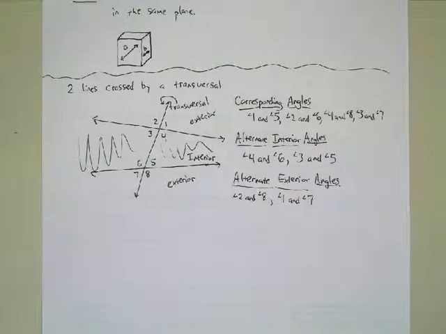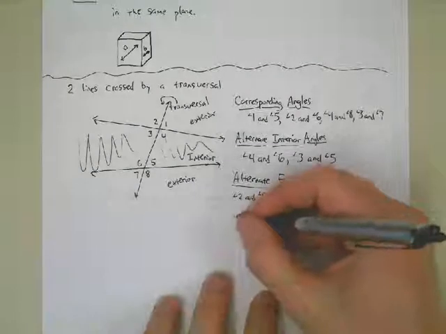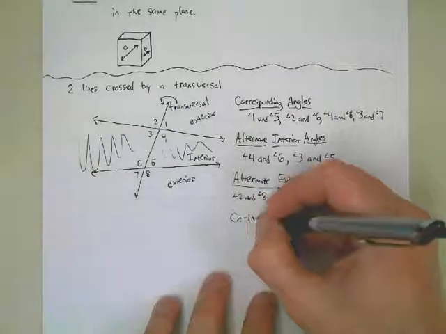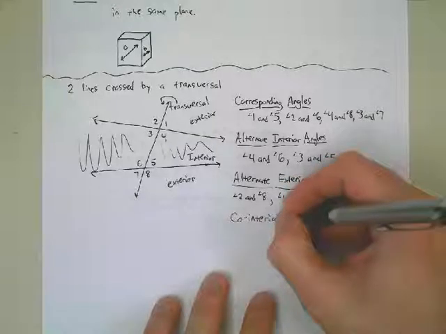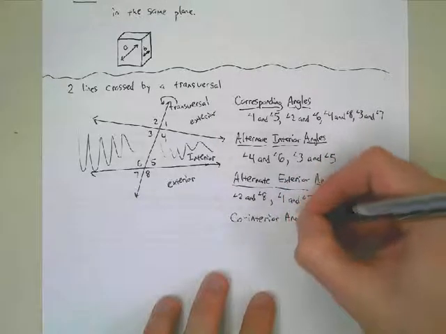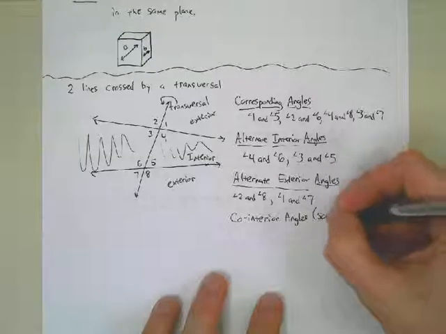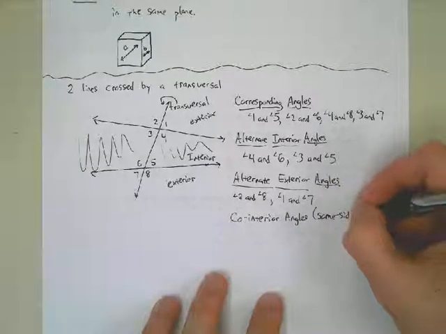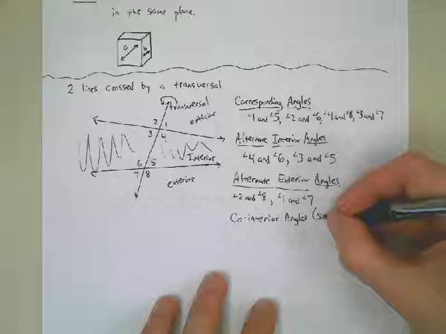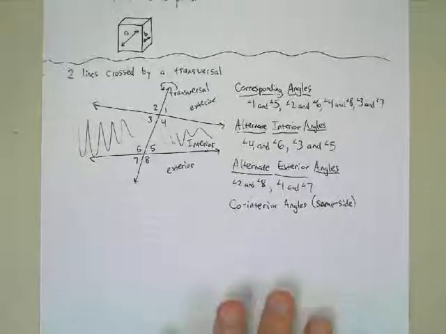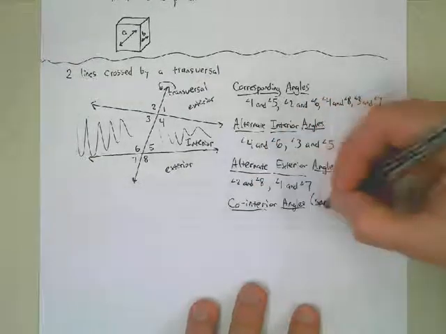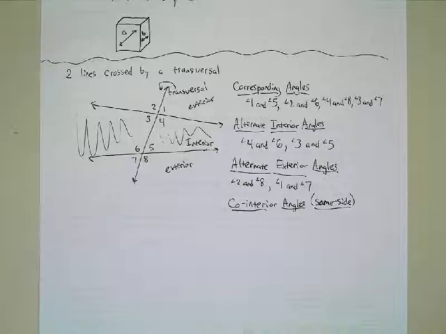And I got one more pair here for us. Co-interior angles, also sometimes called same side interior angles. Okay, same side interior as well. And so again, we're talking about just the angles in between those two lines. We're talking about the co-interior. Co means to share, so they share the same side.